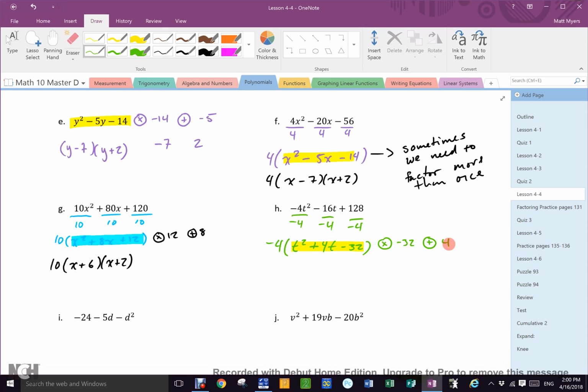4 and? I need two numbers, right, Tyler? 4 and 2? 4 and 8. So I need 4 and 8, but I need this to be positive 4, so it must be negative 4 and 8. 8 minus 4 to get 4, right? Negative 4, t minus 4, t plus 8. Is everybody good to H?